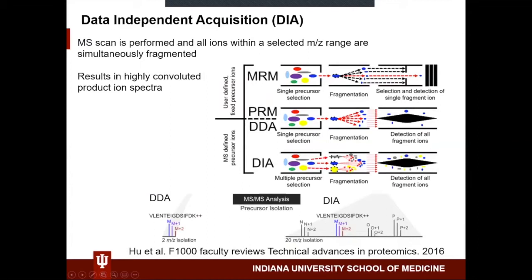It just steps down the entire range that you're looking in, and it's fragmenting all of these ions at the same time. So you can imagine that the fragmented data is going to look very complex, and this results in highly convoluted product ion spectra. Generally the data analysis is quite complicated, and you would need to do a lot of runs prior to this in data-dependent acquisition and develop what we call spectral libraries. But there's software and techniques that are being constantly worked on to improve this because it is very fast.